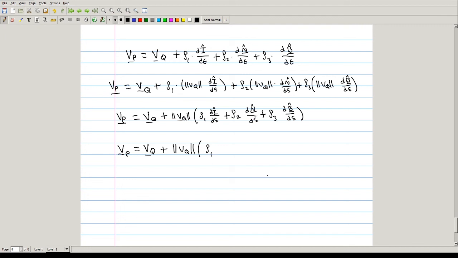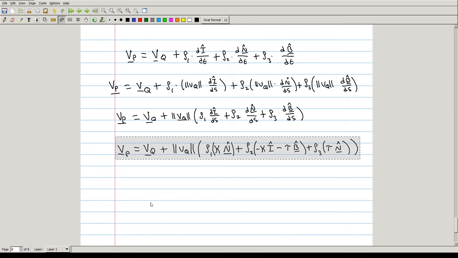The first Frenet-Serret formula gives us that this is rho 1 times kappa times n. The second Frenet-Serret formula gives us that this dn hat/ds is negative kappa t hat minus torsion tau times b hat, and the third Frenet-Serret formula gives us that db hat/ds is just equal to tau times n hat. I'll put this in parentheses here, but we can directly simplify this equation to look a little bit nicer, and then we'll see that it simplifies even more.